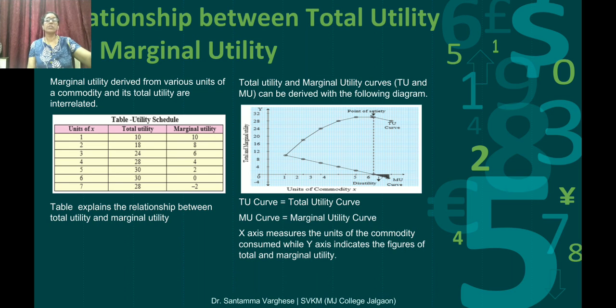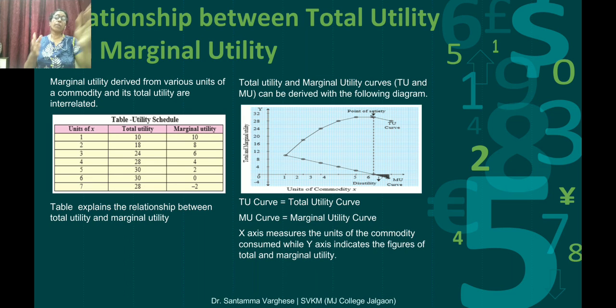So just see the diagram, draw it. The coming part is connected with this part only, because you can see in the diagram 2 curves are given. You have to go through this and pay attention that there are 2 curves. Which are the 2 curves? The total utility curve and the marginal utility curve.